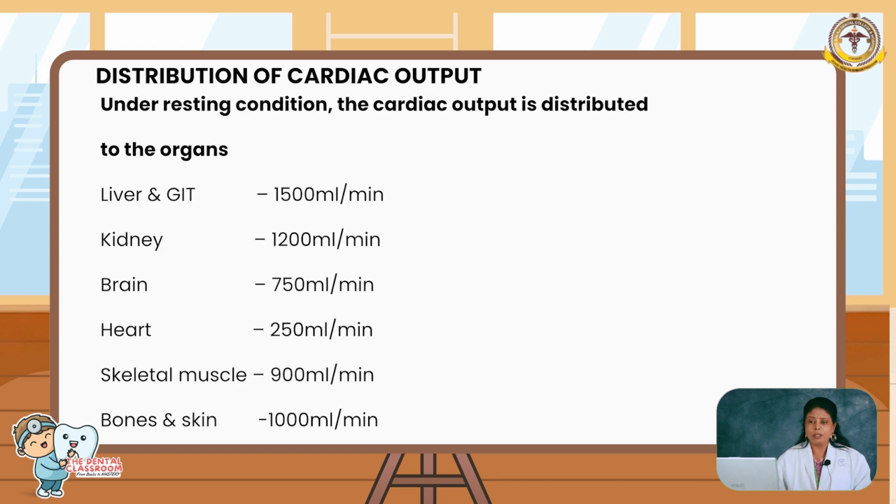And coming to the distribution of cardiac output. Under resting condition, the cardiac output 5 liter is distributed majorly to the liver and gastrointestinal tract, which is around 1500 ml. Then 1200 ml goes to the kidney. Brain receives about 750 ml of cardiac output per minute, and around 250 ml of blood is moving to the heart by itself. Skeletal muscle receives around 900 ml of blood per minute, and remaining 1000 ml, that is 1 liter of blood per minute, is going to the bones and skin.